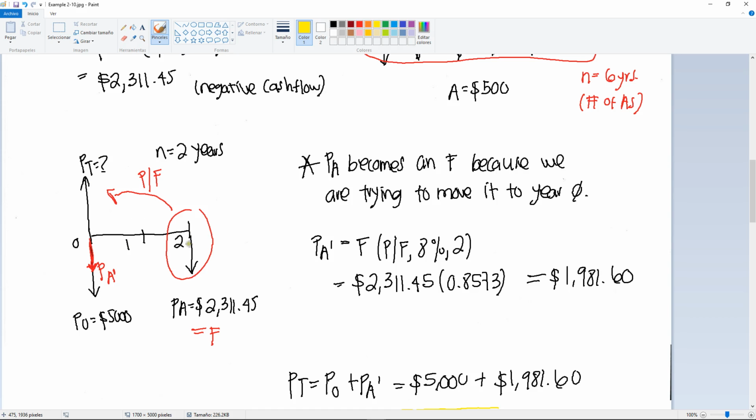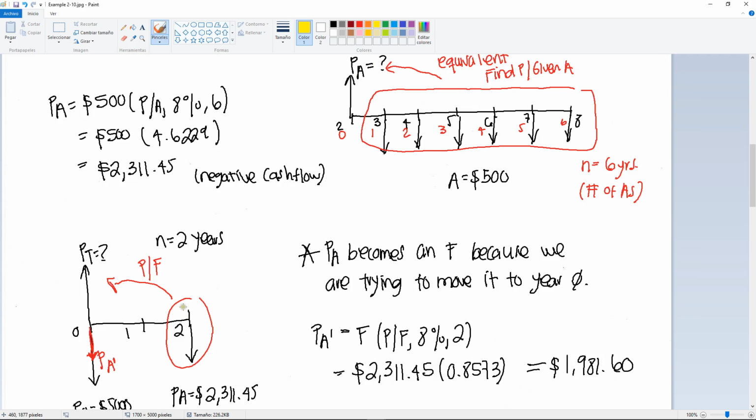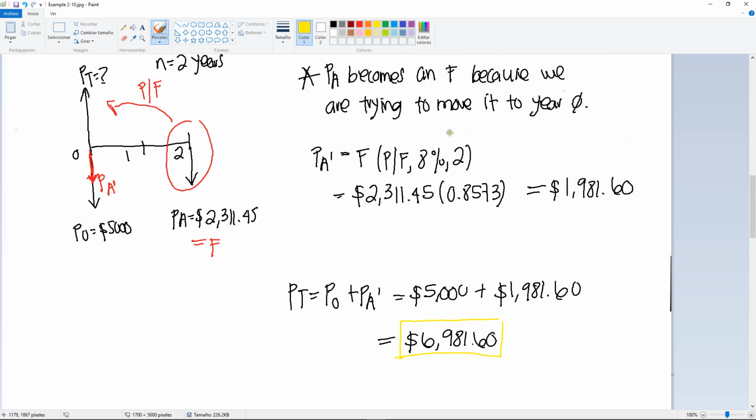Now this is the one that you found here. So now you were trying just to move this one to year 0 to find the P, by doing this. So this becomes the F that you want to find the equivalent value in year 0 for. And then at the end, you just combine these two. This one, remember, we didn't do anything to it because it was already in year 0. So we just added it the way it is.